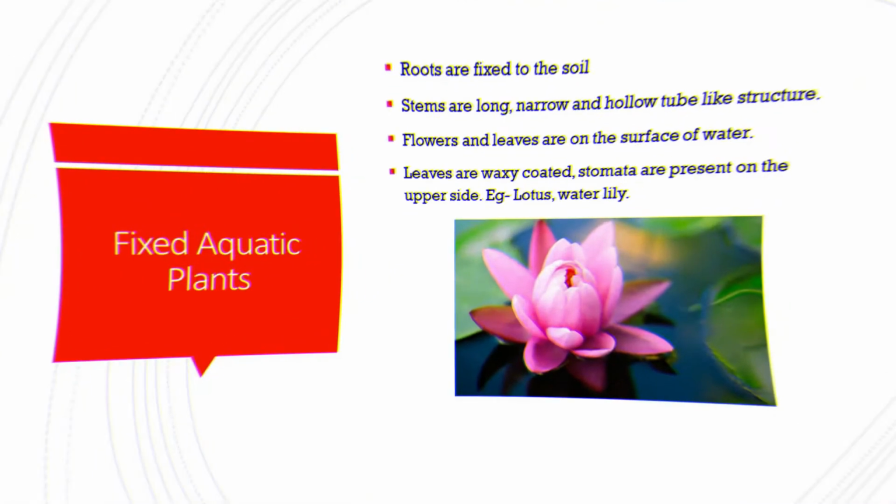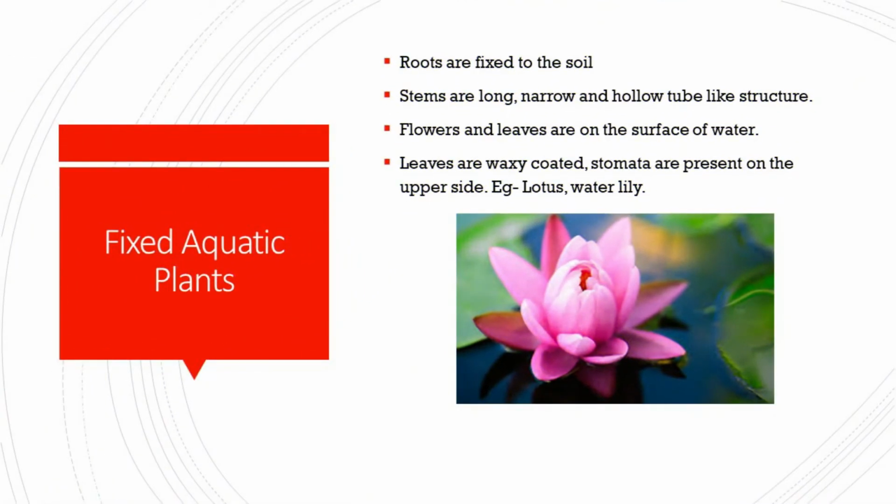Now the second type of aquatic plant is the fixed aquatic plant. As it says, fixed, the roots of the plants are fixed to the soil and the stems are long, narrow and hollow tube-like structures. Take the example of the lotus flower. You must have seen the long stem of the lotus, which inside is a hollow tube-like structure, and the flowers and leaves are on the surface of the water.